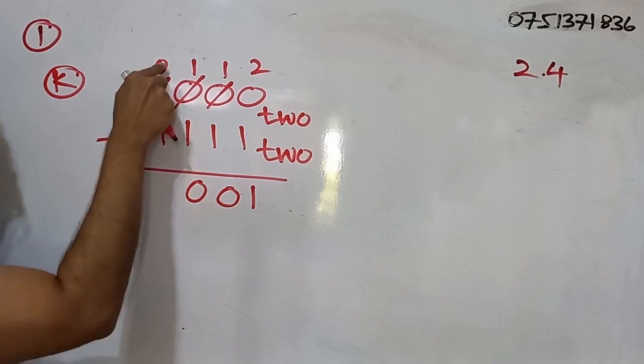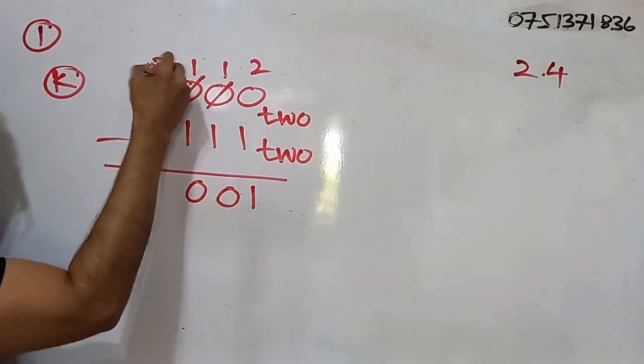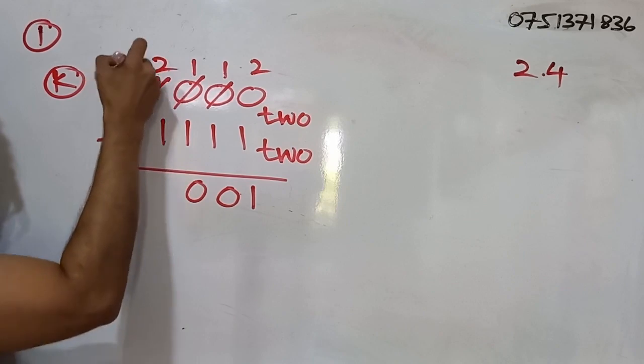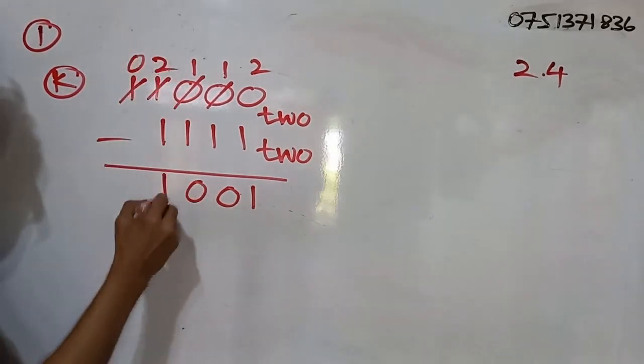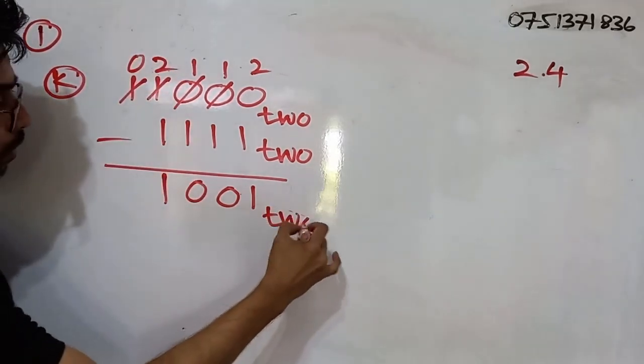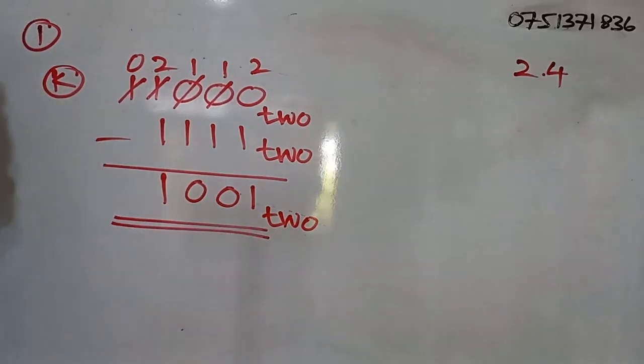Right? When we do that, this 0 becomes a 2 and this one becomes what? 0. 2 minus 1, that's a 1. Base is what? 2. So this will be the answer.